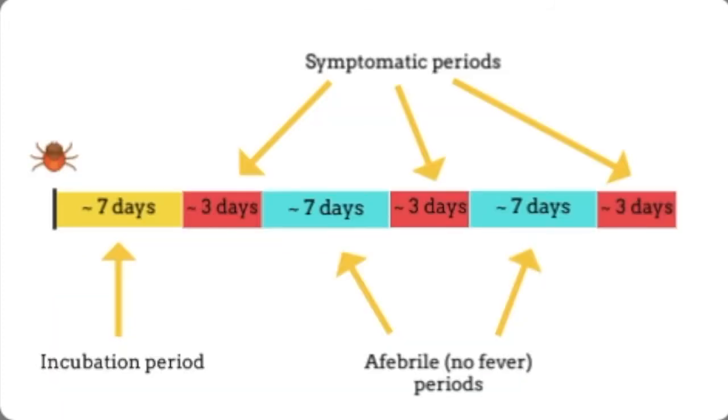So as you can see, this is a general timeline that shows the relapse intervals of tick-borne relapsing fever. It starts off with the bite of an infected soft tick. The incubation period is about 7 days, and after that it cycles between symptomatic periods of about 3 days and non-symptomatic periods of about 7 days. Without antibiotic treatment, this process can repeat several times.